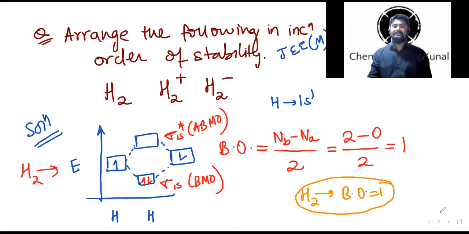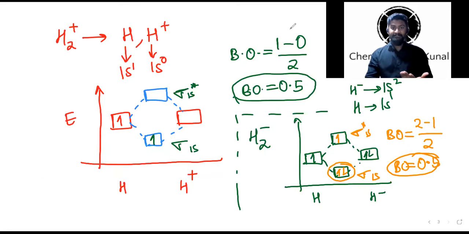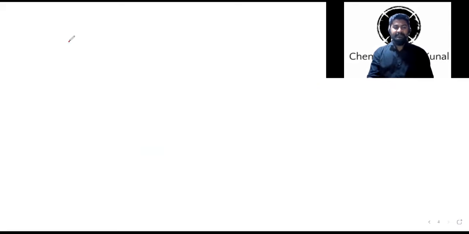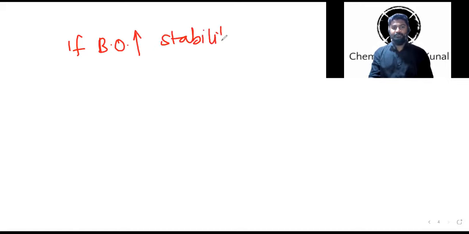But this is where the problem gets tricky, right? Here, the bond order is 0.5 and bond order is 0.5. How to do now? For that only, this question is very important, because of this small twist. So as I told you, if bond order is more or high, stability is also more. But what if they are same? Then we have to do this.